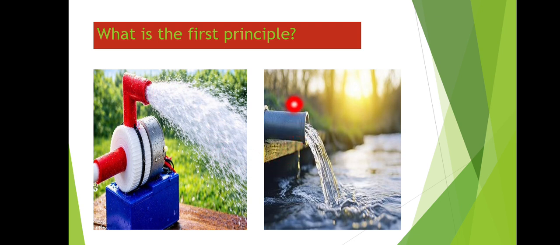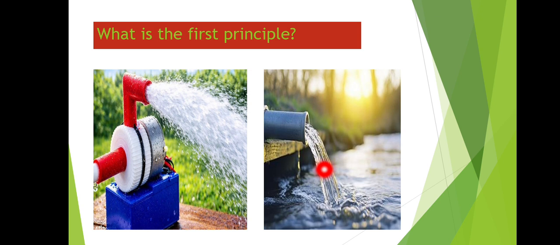If it is constricted, the pressure of water is going to increase. Now look at this scenario. If this pipe is dilated, meaning it has a wider lumen, what is happening? The water flows and the pressure is going to reduce. So I want to mention what the first principle is explaining.